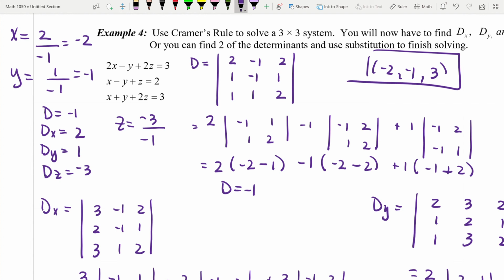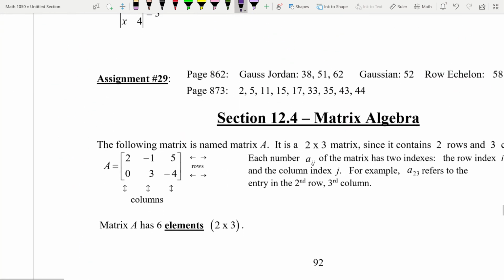Is this going to be on the final? What do you think? I don't think so. Very long, takes forever, one little mistake and it's messed up. I don't think you're going to see it. I just don't. I've never seen it. But they tell me I have to teach you how to do it.